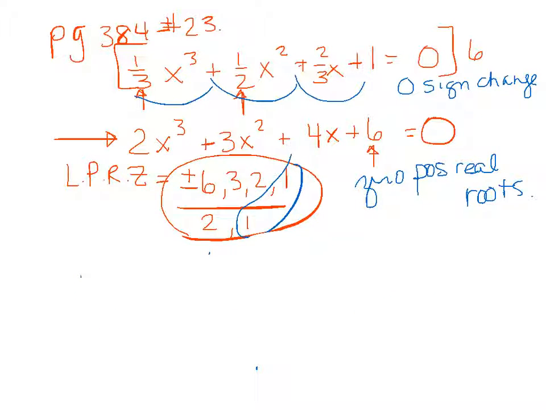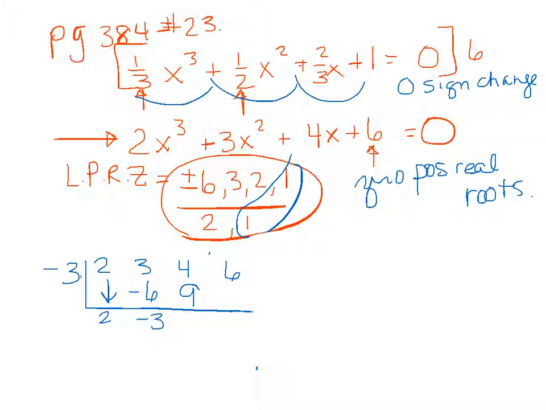And try another number. I can try minus 3. When I have coefficients 2, 3, 4, and 6. Bring down the 2. Multiply, add, multiply. Oh, this is not going well. 13, no, that's not going to work. Alright, things are getting worse.